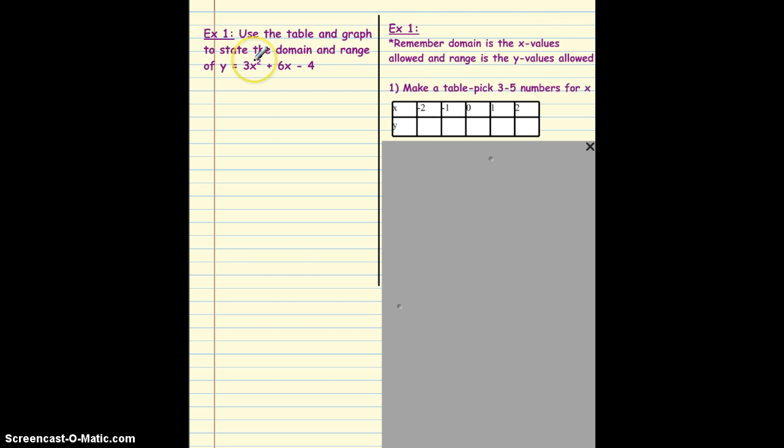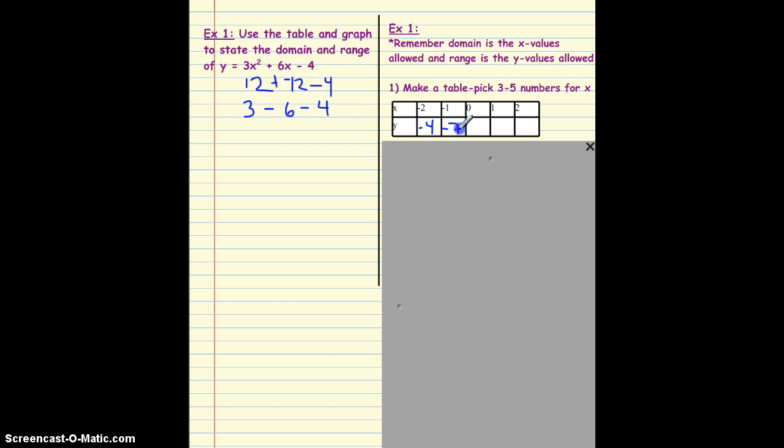So we've got -2 squared, which is 4. 3 times 4 is 12, plus 6 times -2 is -12, and then minus 4. Well, positive 12 minus 12 is 0, so we get -4. All right, let's do it again. This time let's plug in -1. -1 squared is 1, times 3 is 3, plus 6 times -1 is -6, minus 4. Now we get -7.